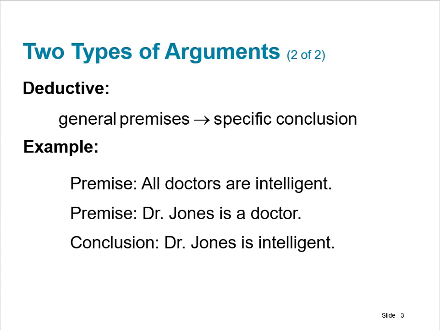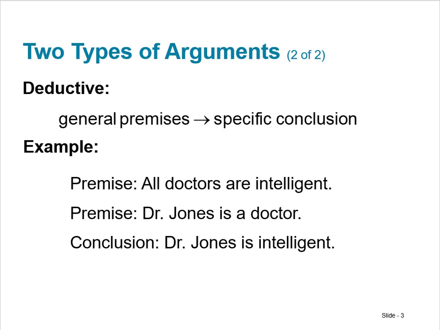Deductive is you take general premises, things that are generally accepted as truths, and then see if it leads to a specific conclusion. So an example would be a premise is that all doctors are intelligent. And then your premise is, well, Dr. Jones is a doctor, and your conclusion is, therefore, Dr. Jones is intelligent. That's a typical deductive reasoning argument where you have a general statement and then you have a premise where you take a subset of that general statement, right?